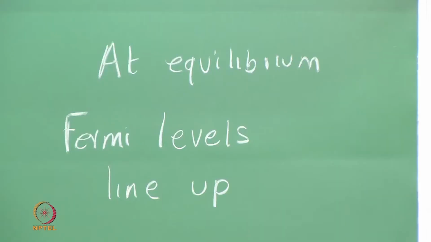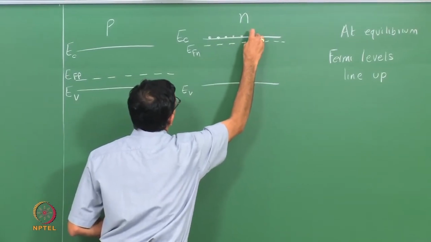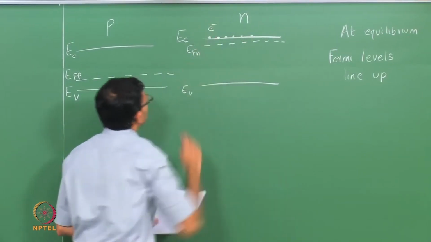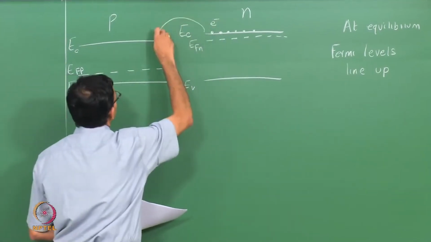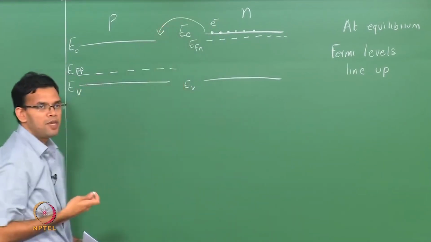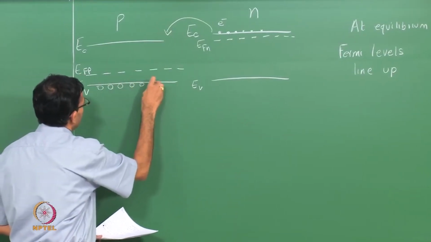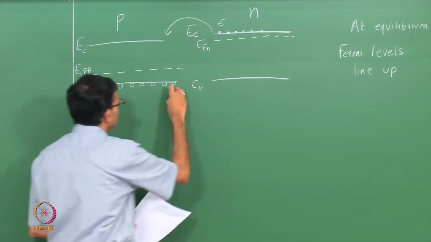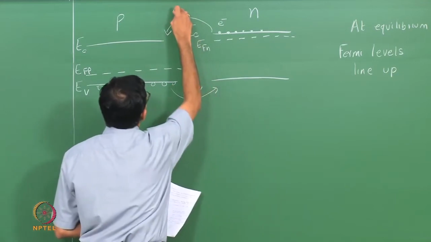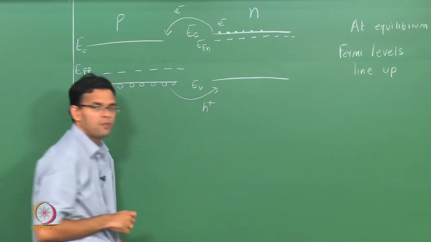Another way of thinking about it is that in the n side you have excess electrons in the conduction band. These electrons can move to the p side. On the p side you have excess holes, these are in the valence band, and these holes can move to the n side. We have electrons moving here, holes moving the other way.